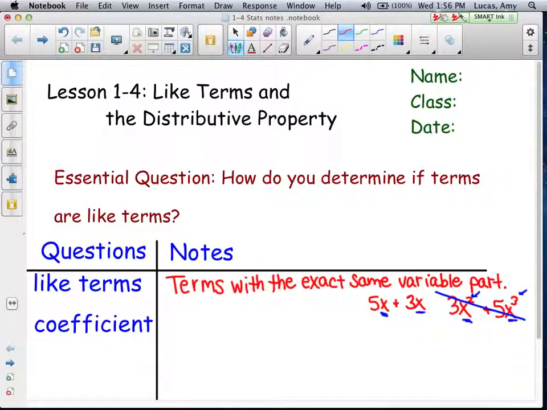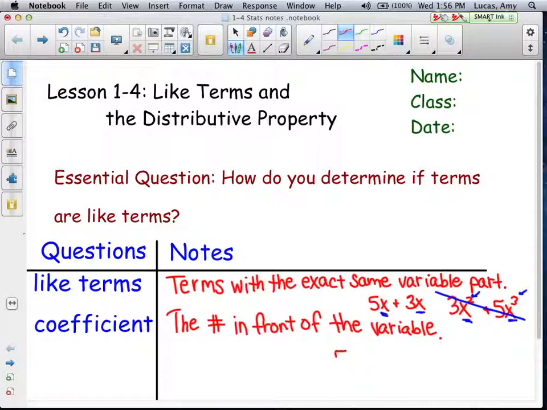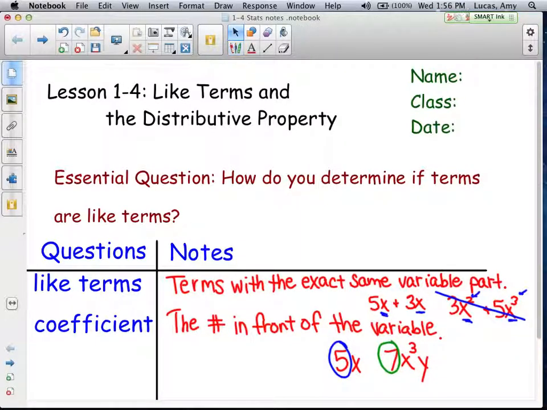The second vocab word is coefficient. The coefficient is the number in front of the letter, so it's the number in front of your variable. When we look at a term like 5x, the coefficient is just 5. It's the number in front. If we have something like 7x to the third y, the coefficient again is just the number in front, so it's just the 7.